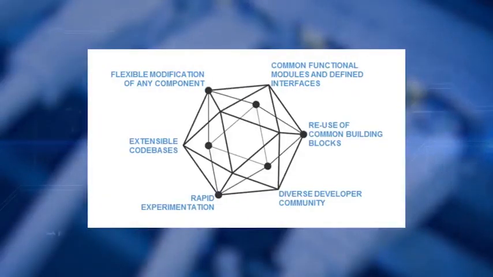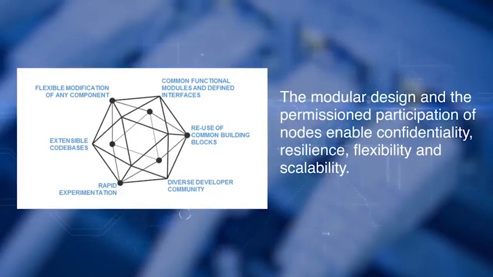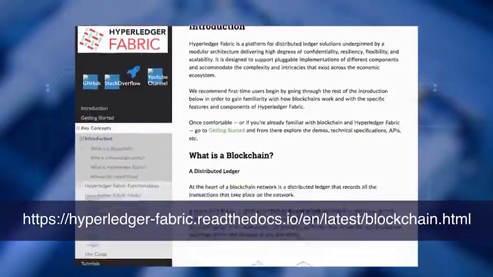The pluggability enables an elastic and extensible architecture, distinguishing it from the earlier blockchain designs. The modular design and the permission participation of nodes enable confidentiality, resilience, flexibility, and scalability. A must-read documentation can be found at the link shown. Let's explore the details. On completion of this lesson, you will be able to explain Fabric model and its functionality.